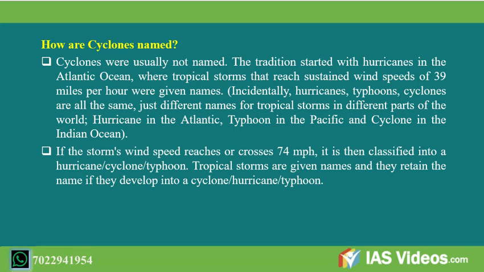If the storm's wind speed reaches or crosses 74 mph, it is then classified into a hurricane or cyclone or a typhoon. Tropical storms are given names and they retain the name if they develop into a cyclone, hurricane or a typhoon.